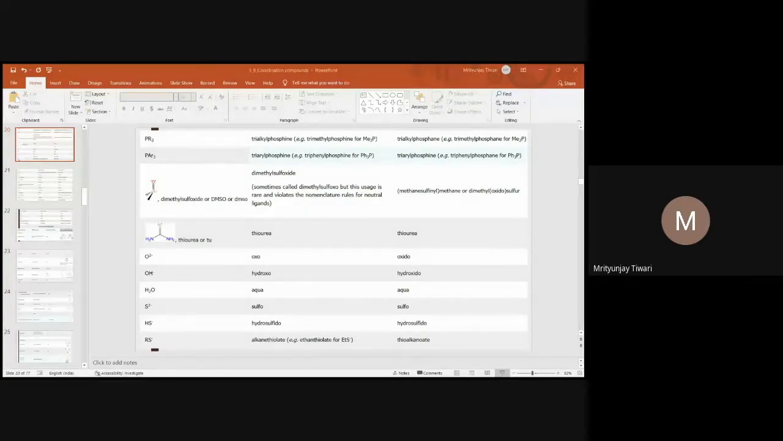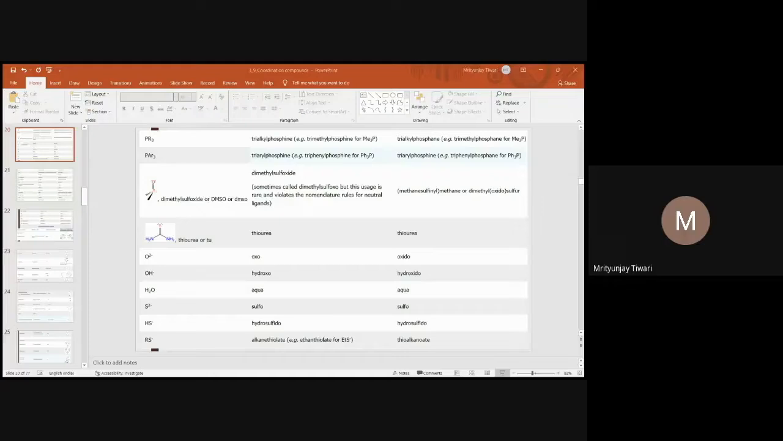Then we studied the coordination number. The coordination number is how many donor atoms are directly coordinating to the metal, directly bound to the metal. For example, in this complex, if you look at the six CN groups, they are bound to the metal iron through carbon atoms. So six carbon atoms are there through six cyanide ligands, and that is why the coordination number in this case is 6.